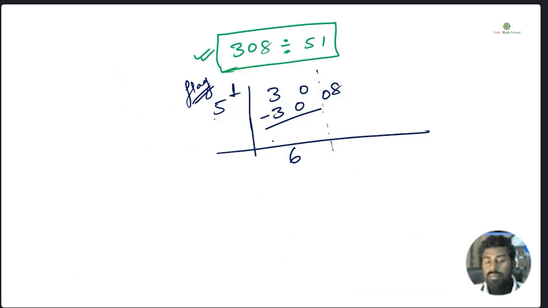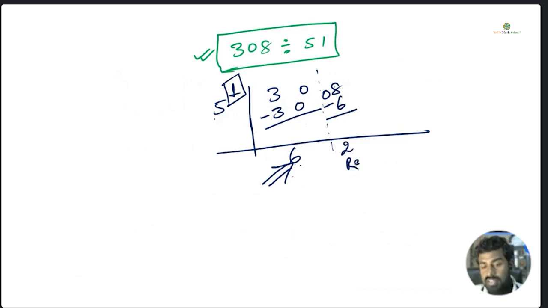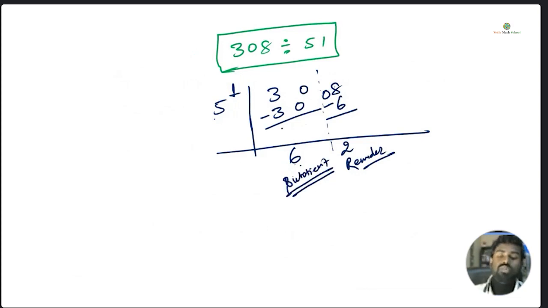Next step is we will have to use this flag now. This 1 we are going to multiply with the quotient. Every time, whatever quotient you are getting, we have to multiply with the flag. That is the use of the flag. That's it. When you get the quotient, multiply that quotient with the flag and write it down here. Means 6 into 1 is 6. And we have to subtract. 8 minus 6 is what? 2. And this is the remainder. And this is what? Quotient. Understood? Let's take one more example.